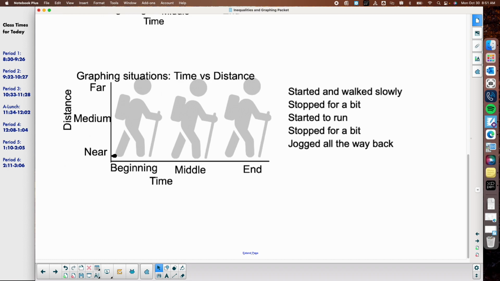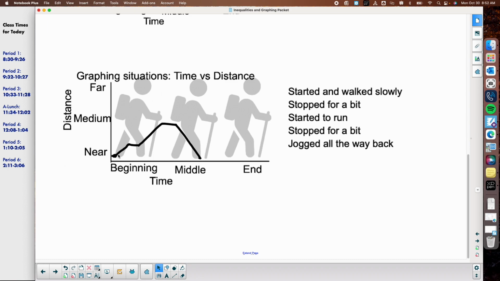Walk slowly means the line is going to go up very slow. So kind of a not very steep up. Sure, good enough. Stopped for a bit. Nice, flat line. Yep, good. Oh, started to run. Nice, all right. Stopped for a bit. Jogged all the way back. Whoa, what? All the way back. Perfect. Now, your graph is actually perfect. It's just way too compressed. Okay. You drew it perfectly.